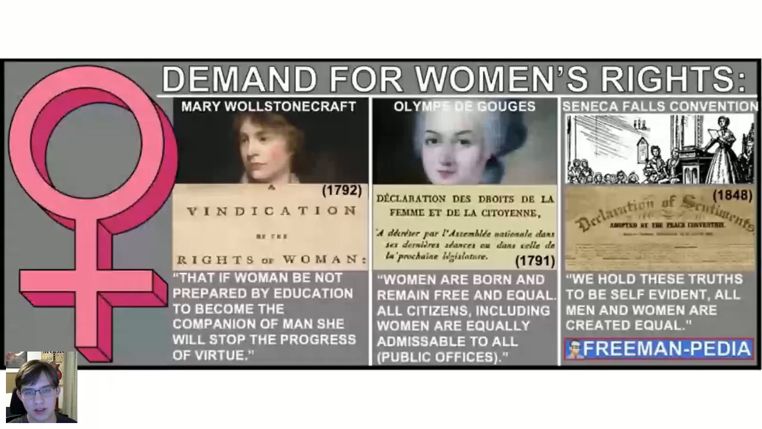And you also see Olympe de Gouges, and she writes the Déclaration des droits de la femme et de la citoyenne, which is basically the Declaration of the Rights of the Man and the Citizen, and the woman. Wow, the rights of the woman and the citizen. And she writes that women are born and remain free and equal. All citizens, including women, are equally admissible to all. So she really calls for equality, and this is a really progressive idea, especially for 1791. And so that's really important to know.